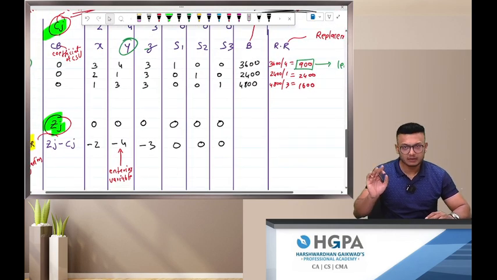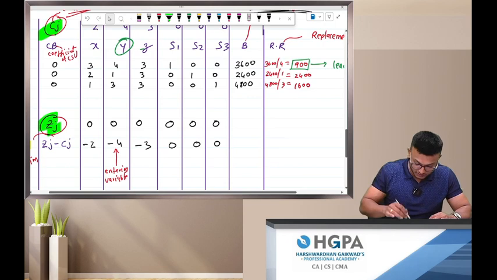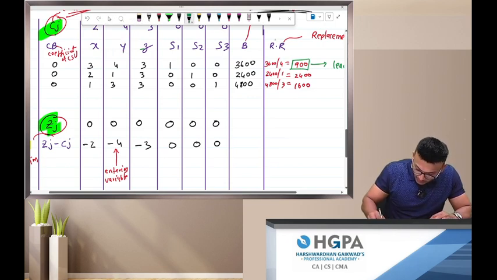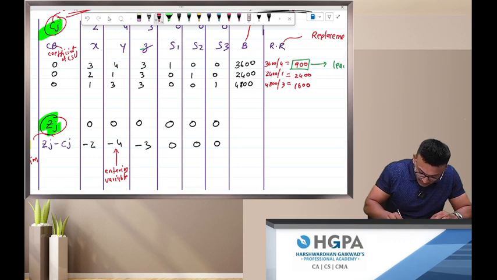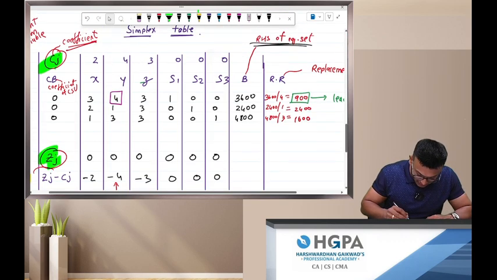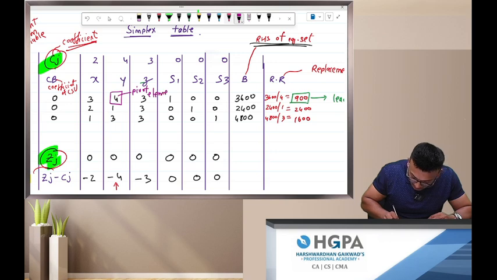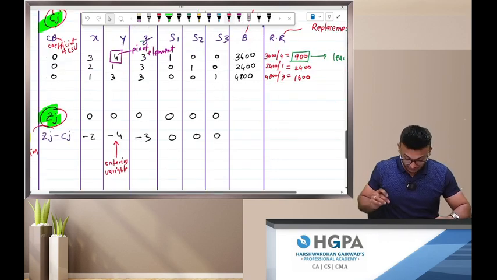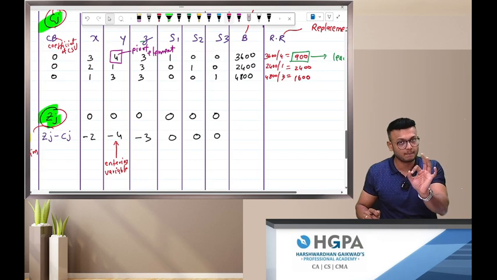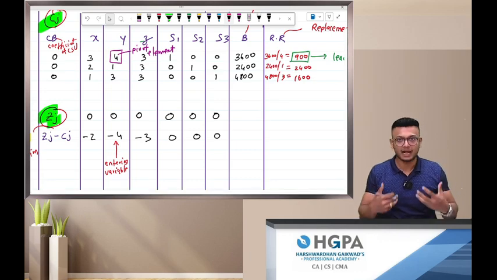Now the moment you freeze this 900, pay attention please. Corresponding to this Y, this 4 is there, no? This becomes your pivot element. Pay attention, this is very important. This becomes your pivot element. Now the rule is like this: if this solution is not optimal, then we have to make it optimal. How will we make it optimal?